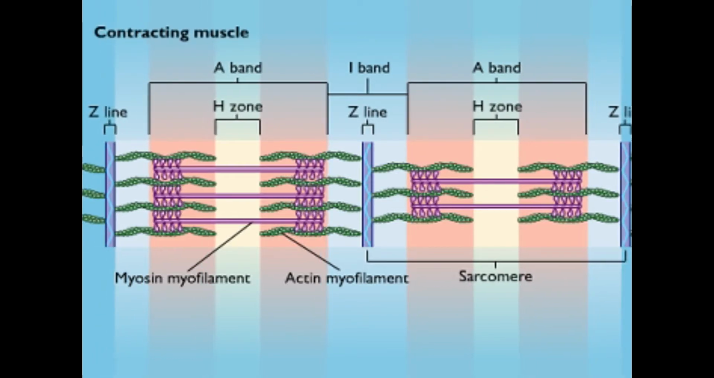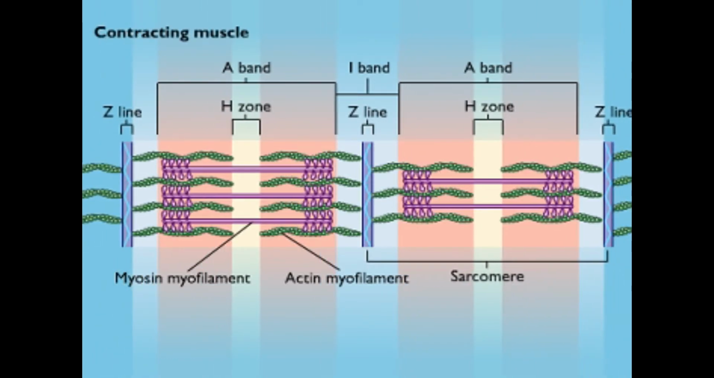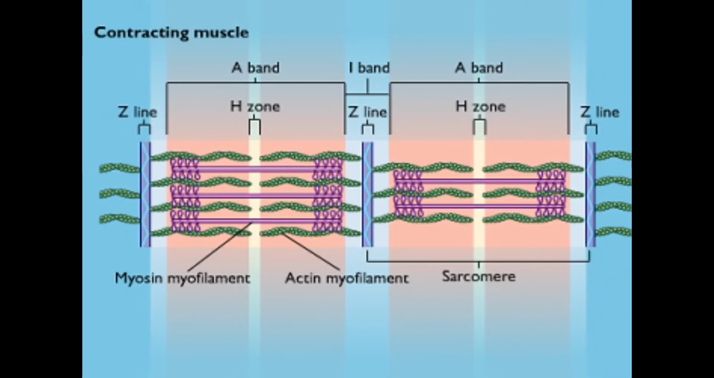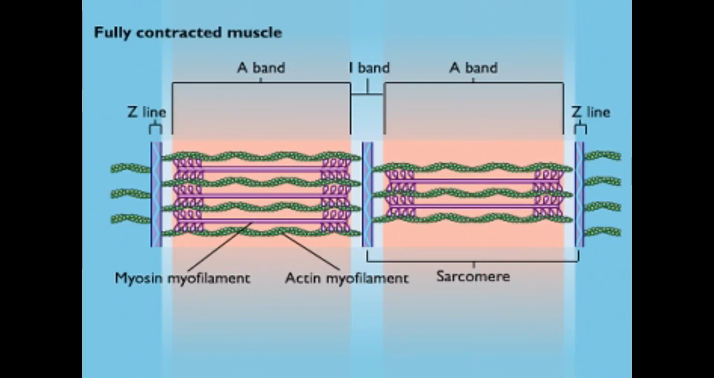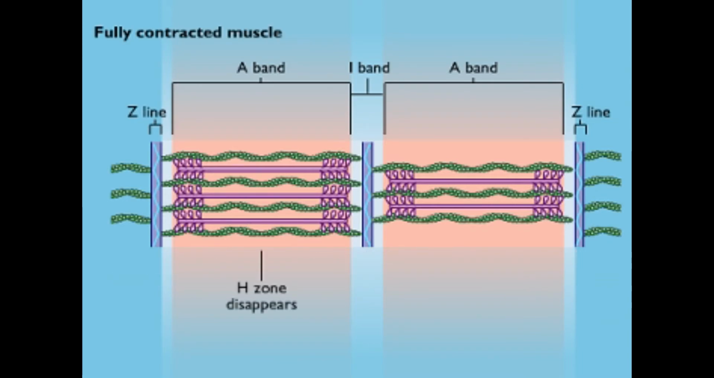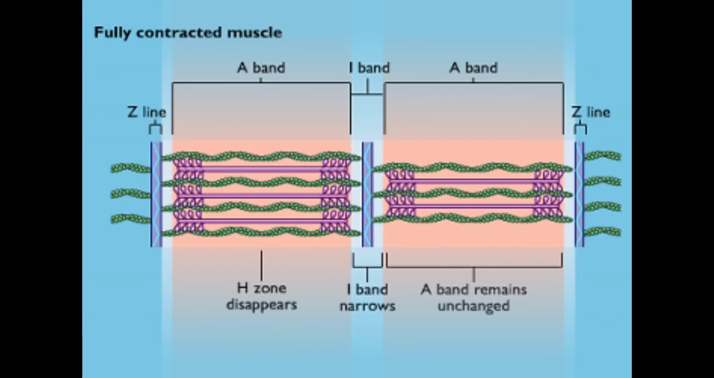As you can see, the process of cross-bridge binding and power stroking has slid the actin and myosin filaments past each other. At the end of the process, the actin filaments overlap, H bands are gone, I lines get narrower, but the A band stays the same. This is how our body moves muscles.